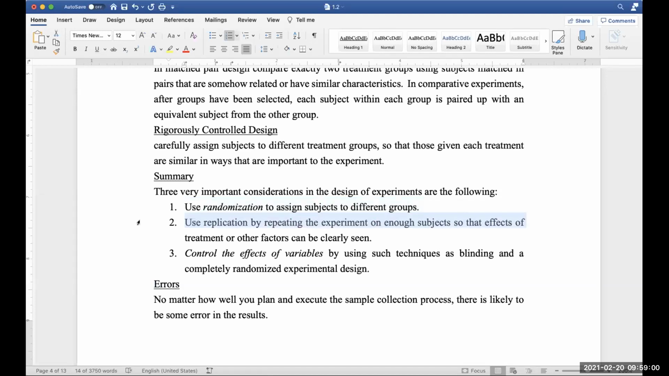Two, you should use replication by repeating the experiment on enough subjects so that the effects of the treatment or other factors can be clearly assigned. Three, you should control the effects of variables by using such techniques as blinding and a completely randomized experimental design.